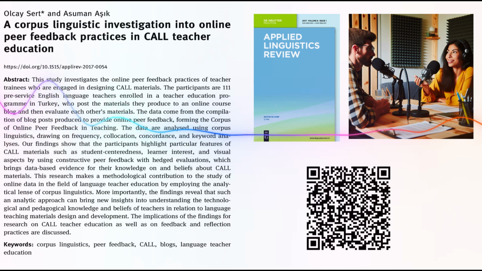That became the corpus of online peer feedback in teaching, or COPE-tech as they called it, all 80,000 words of it. Wow. Yeah. And like we said, they used corpus linguistics to analyze it, looking for those patterns in naturally occurring language. So with nearly 80,000 words, where do you even start? How did they figure out what the trainees were actually focusing on?